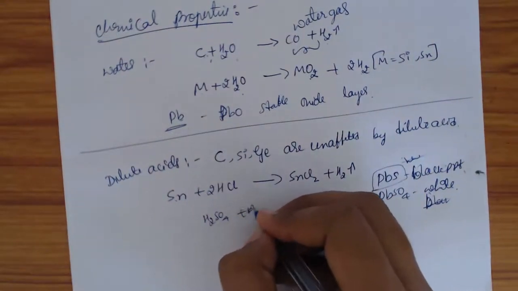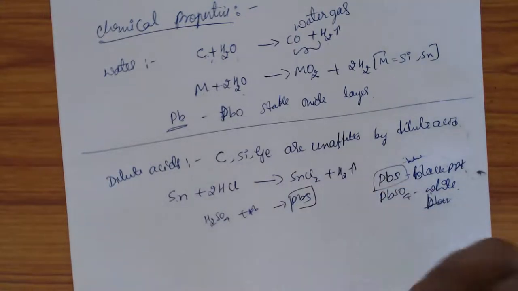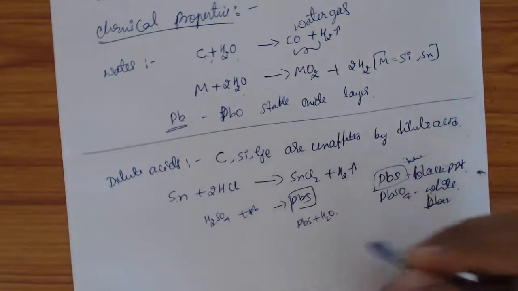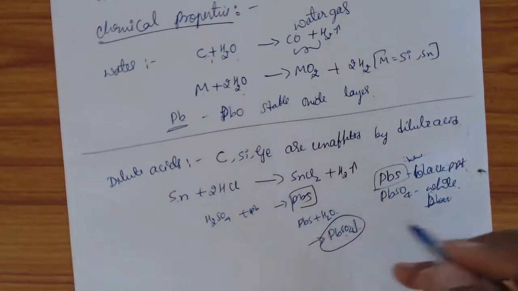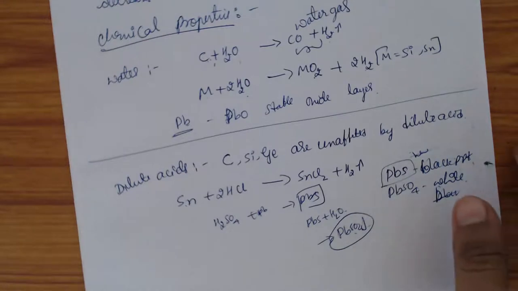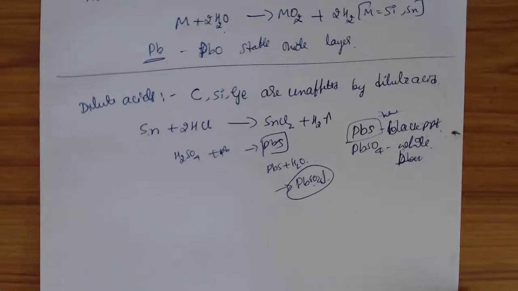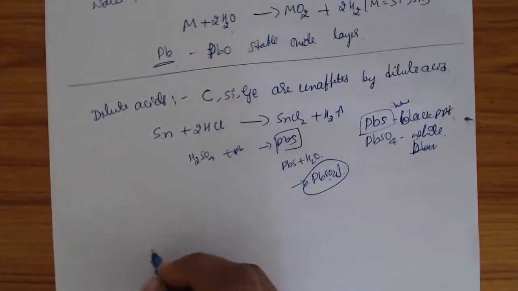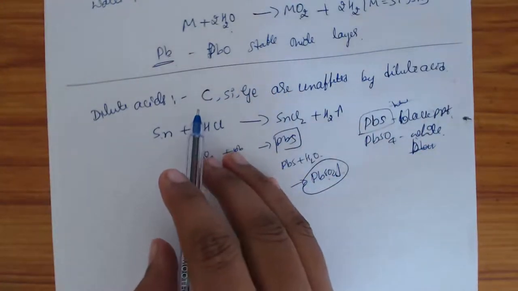So it reacts with lead in water and forms PbS on the surface of the metal. If we polish that, then what happens? This PbS reacts with H2O2 or some other compounds, forms PbSO4 and becomes white. Because of the formation of this white layer, again it shines. You have to remember Pb does not dissolve in dilute H2SO4, but it dissolves in dilute HCl. Carbon, silicon, germanium are never affected by dilute acids. They only react in the presence of strong acid.